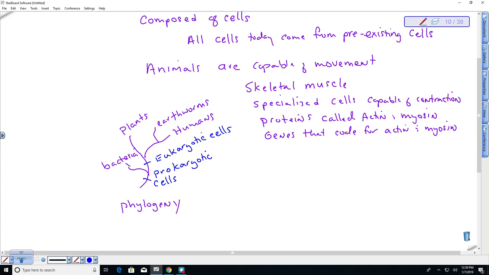Somebody mentioned that we have movements, right? So we have muscle right here. Now, the primary thing that distinguishes us humans, for example, from earthworms, is the fact that we have vertebrae. So we're vertebrates, and earthworms are invertebrates. So I could put vertebrate right here, and I could put invertebrate. That's an invertebrate.